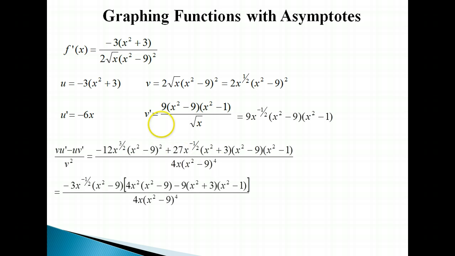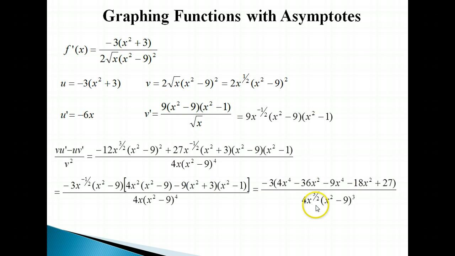Then we're going to factor again. So the 12 and 27, I factored out negative 3. And then always factor out your lowest degree here, so I'm factoring out x to the negative 1/2. And then I have a common factor of x squared minus 9 I'm going to factor out. So dividing the 3 into the 12, I've got 4 positive. Dividing the x to the negative 1/2 into x to the 3/2 gives me x squared. And I'm left with 1 x squared minus 9 factor. Then I'm going to divide the 3 into the 27, which gave me a negative there. And I still have the x squared plus 3 and the x squared minus 9 left over.